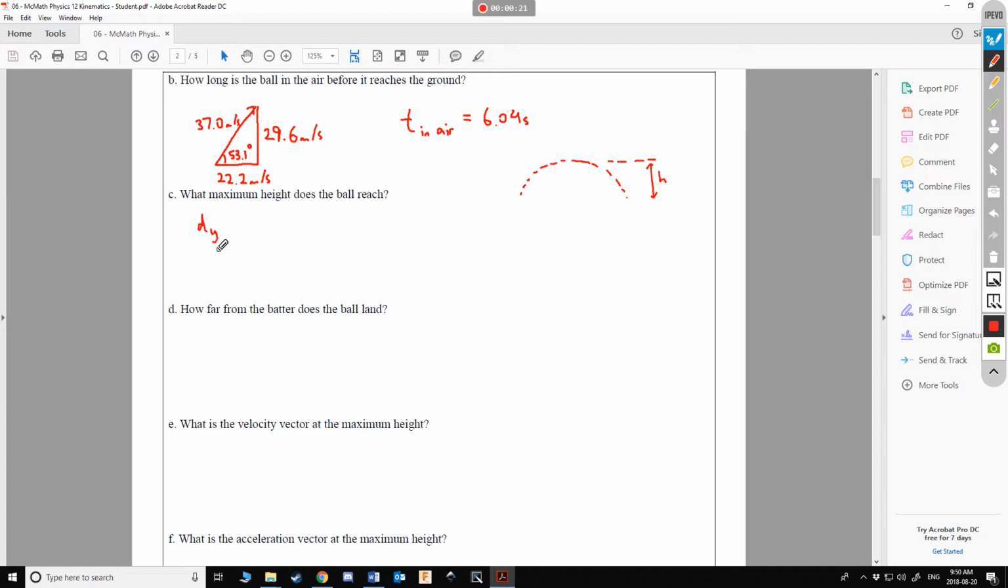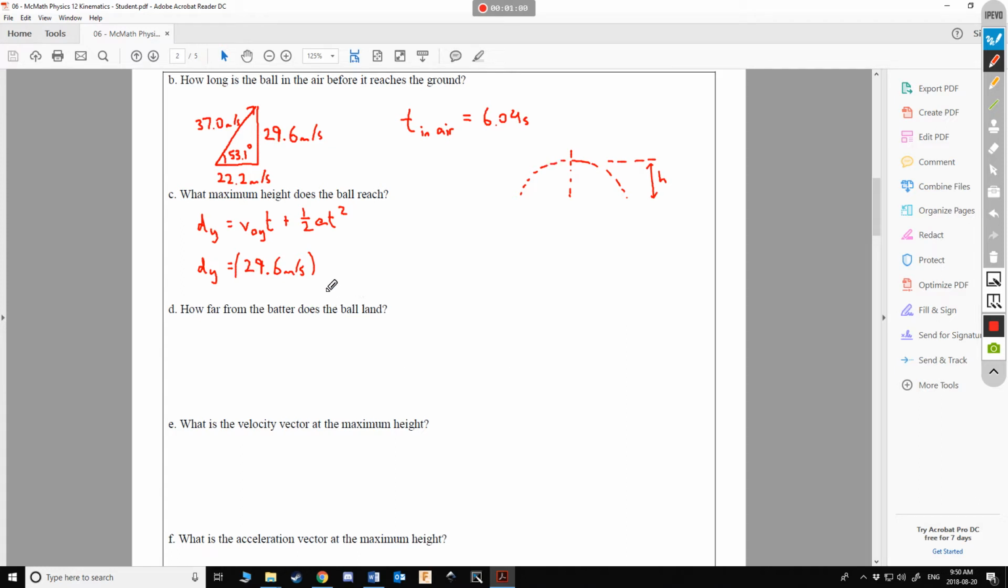We have dy is equal to v0y t plus 1/2 a t squared. So we are trying to find out dy. So dy is equal to, our initial velocity in the y direction was 29.6. We solved for that previously, 29.6 meters per second. Now I found the time the ball was in the air was 6.04 seconds. So the time to reach the vertex is going to be exactly half that value. So 6.04 divided by 2, we get 3.02.